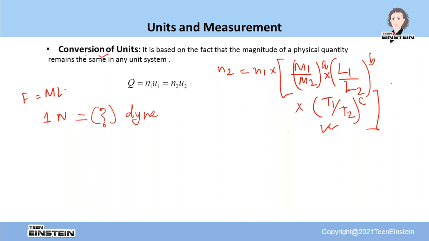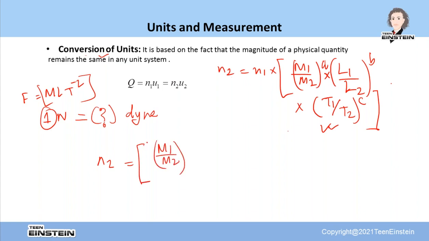So force has dimension M L T to the power minus 2. This is the dimensional formula for force. Now we'll be using this. See, 1 Newton means n1 is equal to 1. I'm not going to write that. So look, M1 by M2.